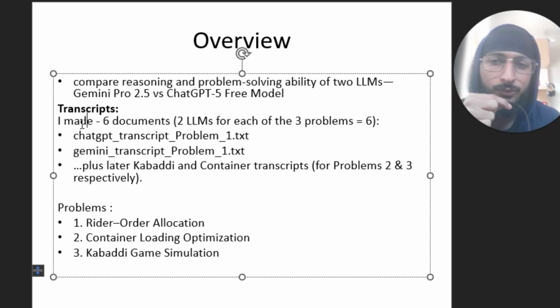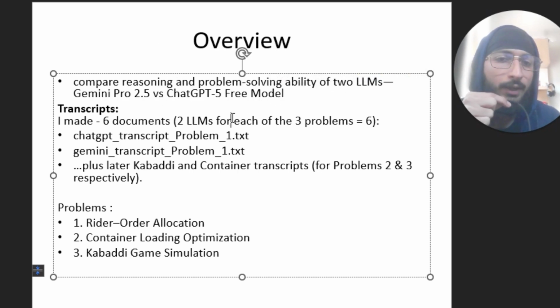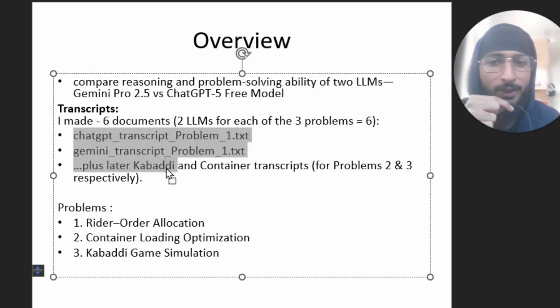zip file. So I made basically 6 documents, two LLMs, that is Gemini Pro 2.5 and ChatGPT 5 free model, and we had three problems. First one was the rider order allocation problem. Second one was container loading optimization, and third one was the kabaddi game simulation. So these were the three problems, and for each of the three problems, I used two LLMs. So we made 6 documents that are saved in this format.